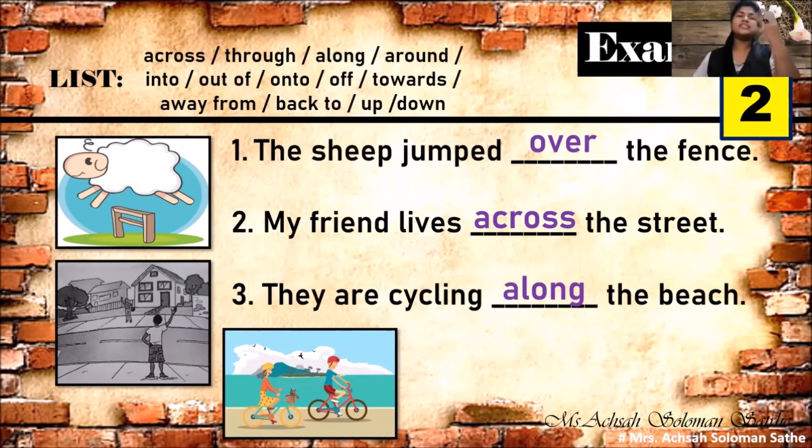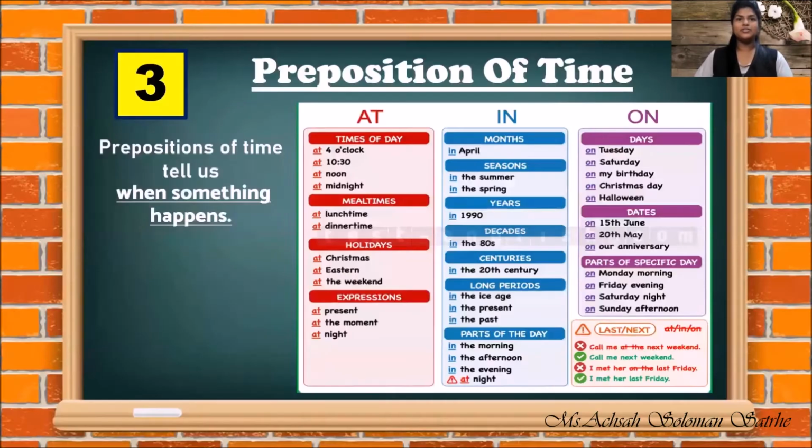Clear? So these are the words that you've used, and see the words over, across, along. All these are talking about motion. There is some movement happening. Clear? Let's go to the next one. Now, preposition of time. Now, preposition of time tells us when something happens. Now, it's talking to you about time.